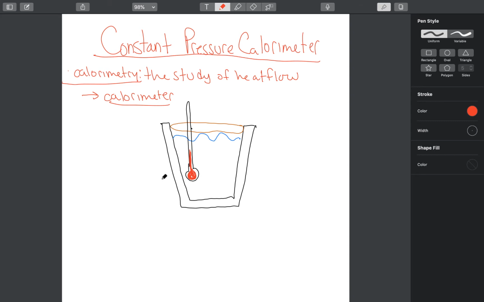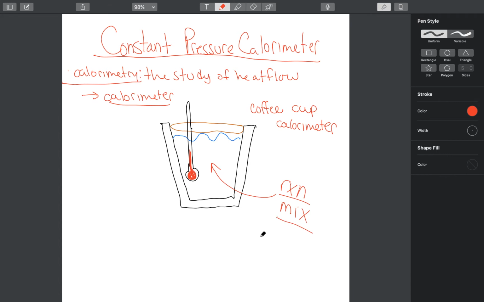So right here, I've drawn you a simple diagram of what the constant pressure calorimeter is. The constant pressure calorimeter is also given another name, and its other name is called the coffee cup calorimeter. So let's talk about the different parts of the calorimeter. The first part that I want to identify is something called the reaction mix, which is a mixture of water, reactants, and products.